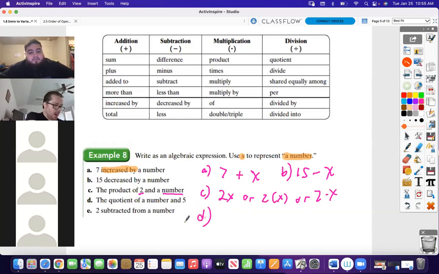D, the quotient of a number and 5. So the quotient is division. So of a number and 5, it's going to be X over 5 or X divided by 5. So the first thing here is going to be the top of the fraction. And then the second part is going to be the bottom of the fraction.